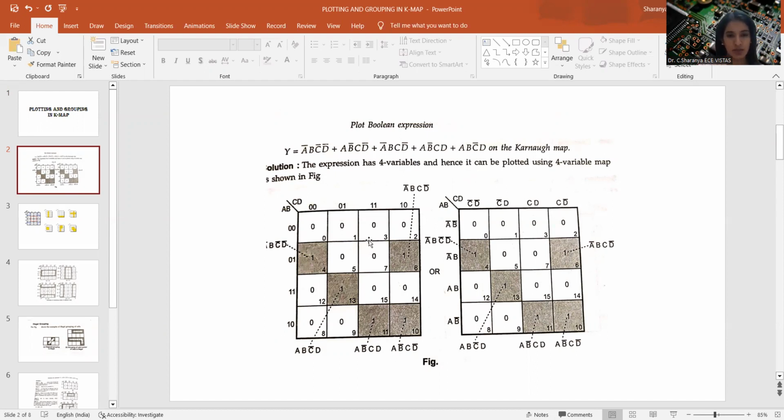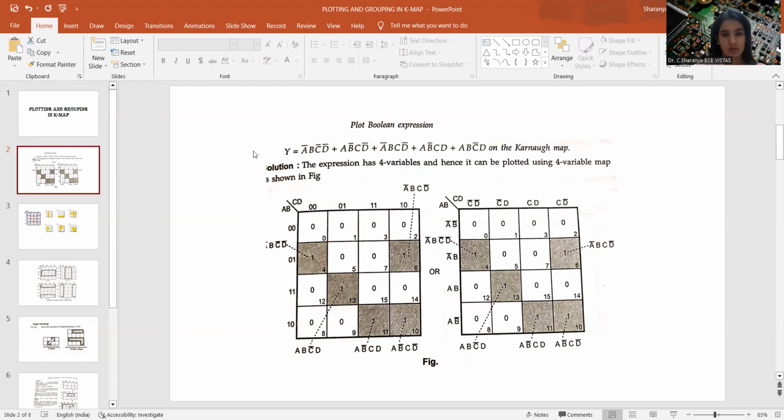There are two ways of drawing the schema. One way is where we assume zeros and ones for A, B and C, D. The other way is where we write the complemented and uncomplemented form of A, B, C and D. You can use either way according to your convenience. Let me explain. It's a four variable expression, so we need a four variable K-map, and so we need 16 cells. We are aware of this from our last few videos.